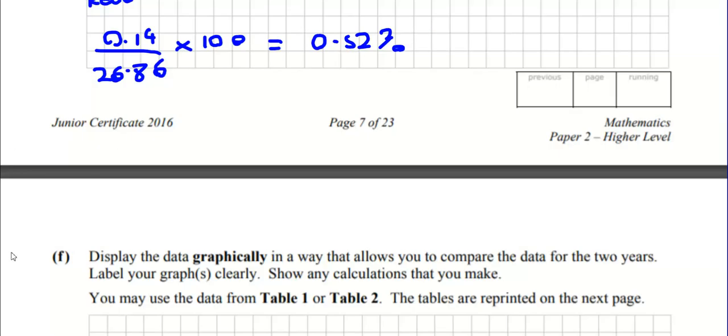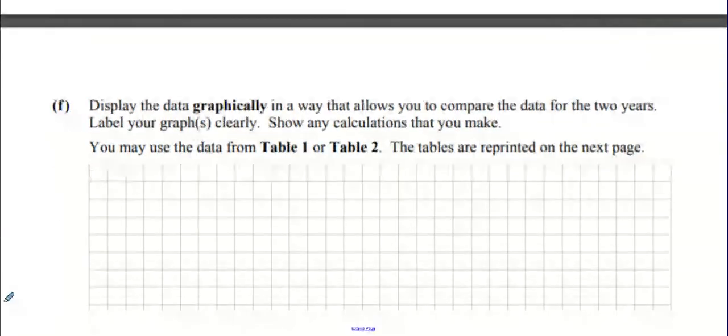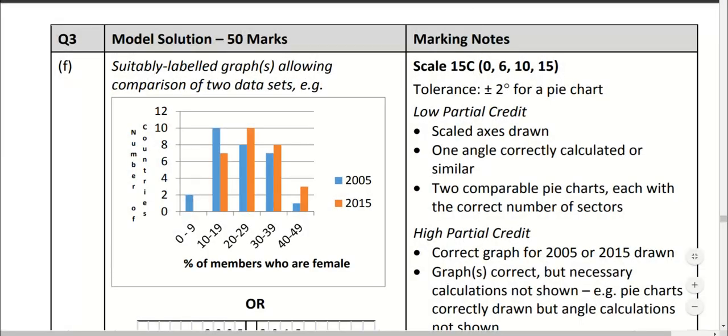Okay, now we're on F. Display the data graphically in a way that allows you to compare the data for the 2 years. Label your graphs clearly. Show any calculations you make. Okay, lads, we're just going to go through it this way. You could make yourself a bar chart where only 2 people in 2005 were between 0 and 9, and then in 2005, 10 people were between 10 and 19, while in 2015, only 7 people were between 0 and 9.